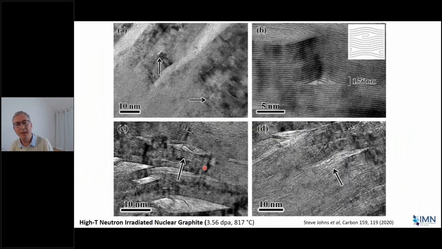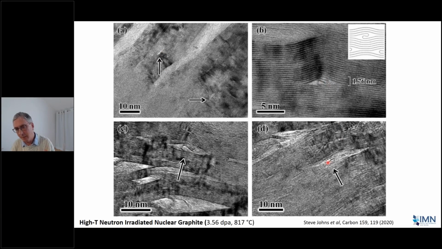And can you see them in reality? Well, you can. This is some lovely work by Steve Johns and his colleagues, where not many people like doing this because they've been irradiating nuclear graphite, cooking it at 800 degrees C, and then sticking it in their electron microscope. And people don't generally like irradiated materials in their microscopes. So there's not many studies doing this, but you can see these S-shaped structures coming up. And this is probably the best. It's really nice and clear.